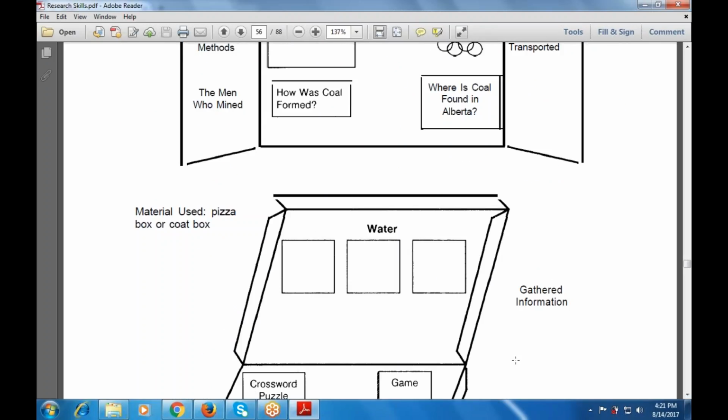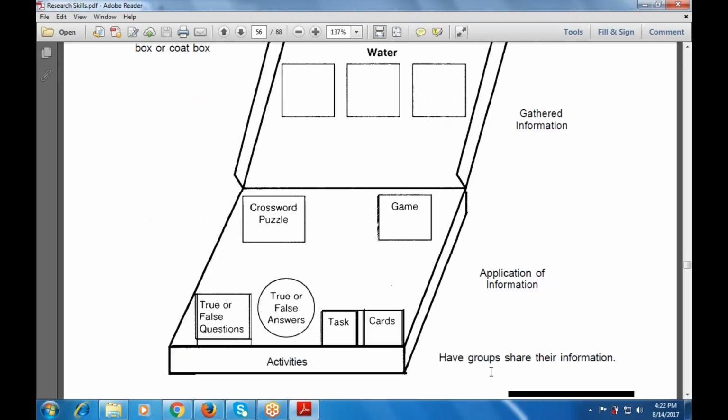Then what are the materials used? Either you use a code box or any box, maybe a pizza box, anything that gathers the information, about the crossword puzzle, about the game. Then true or false questions and answers, task cards, application of information, and activities. What activities you shared, what activities you make to send the information within the group.